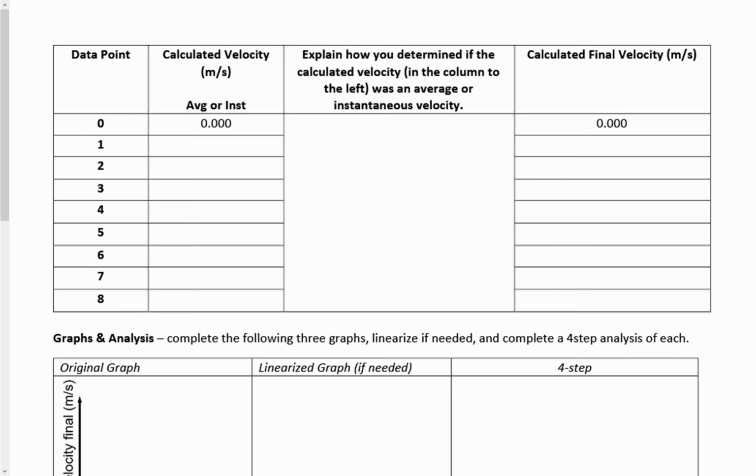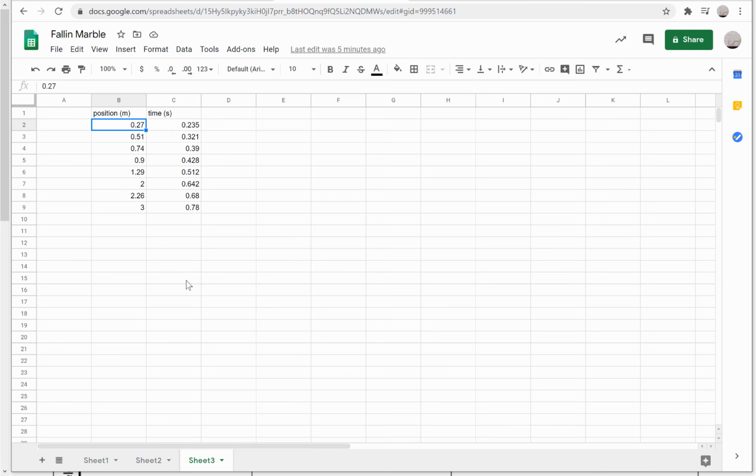So what I'm going to do is this. I'm going to do most of the lab inside of a Google Sheet, and that's going to make my calculations a whole lot easier. So the first thing I'm going to do is write a column. I'm just going to call it velocity. I'll come back and change that in a second. I'll say velocity in meters per second.